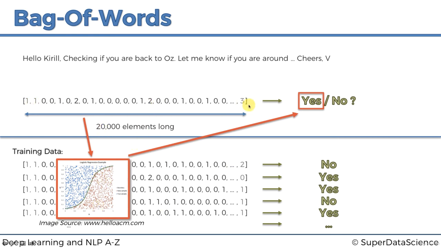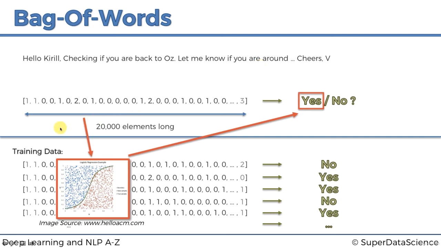So we can safely feed this vector in there. It's got the same number of features. Bam, we get an answer. So for instance, we get yes. And then we can look back: what did the actual email say? It said, hello, Kirill, checking. Okay, so based on my training, I would have most likely replied to this with a yes.